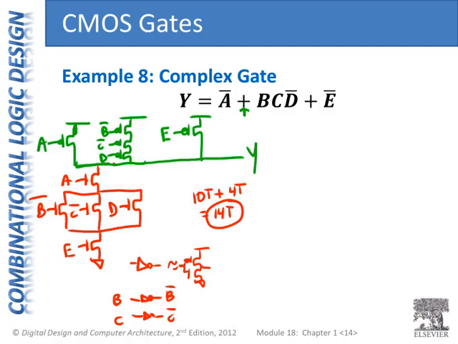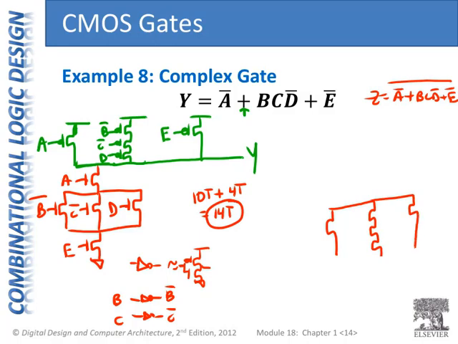So we can now try it the other way and basically implement Z equals A bar or B C D bar or E bar, and now we'd implement the NMOS network first, or that would be the easiest way. And so now we're going to get A bar or B and C and D bar, or parallel relationship E bar.